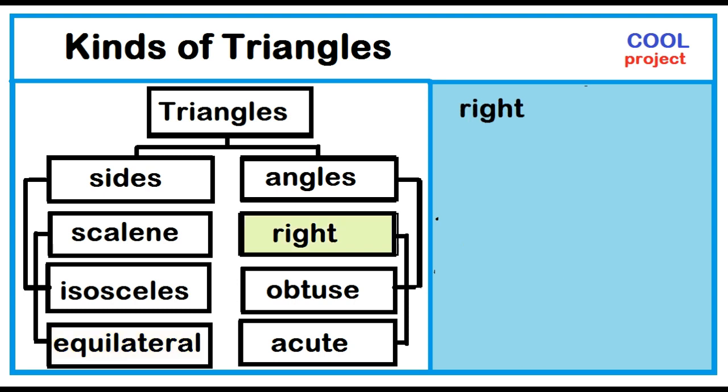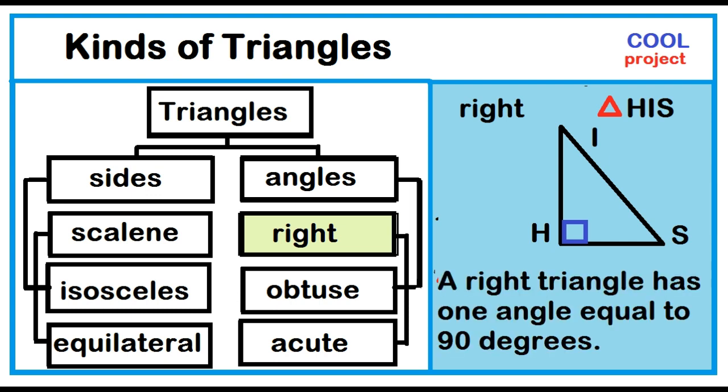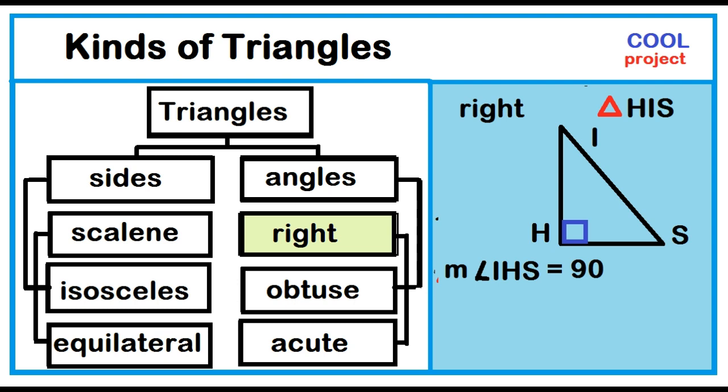What is a right triangle? Consider triangle HIS with a 90-degree angle. Triangle HIS is a right triangle. A right triangle has one angle equal to 90 degrees. In triangle HIS, the measure of angle IHS is equal to 90 degrees.